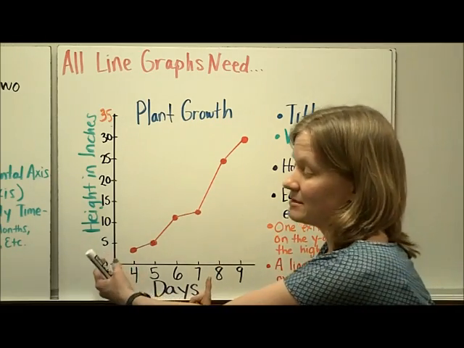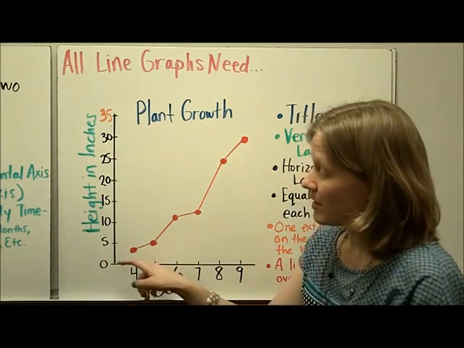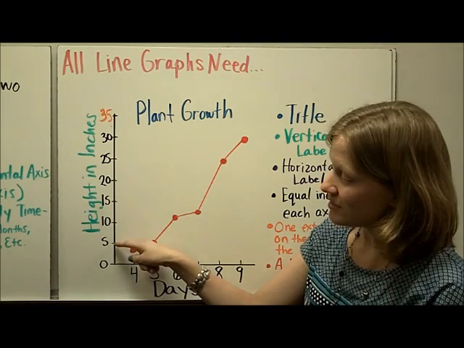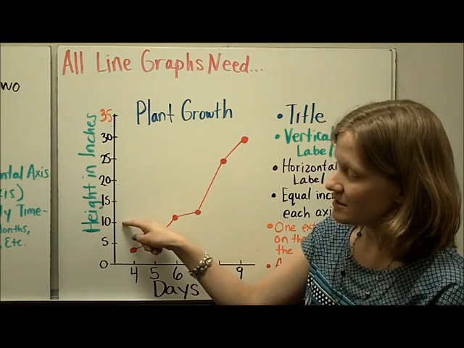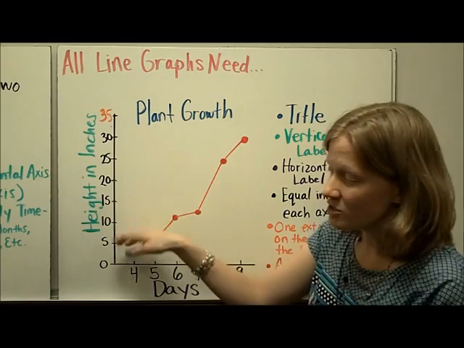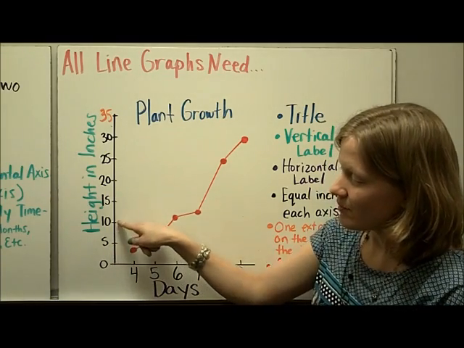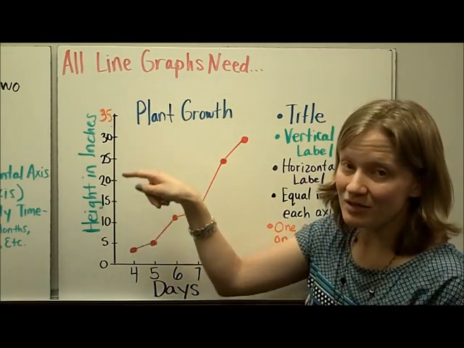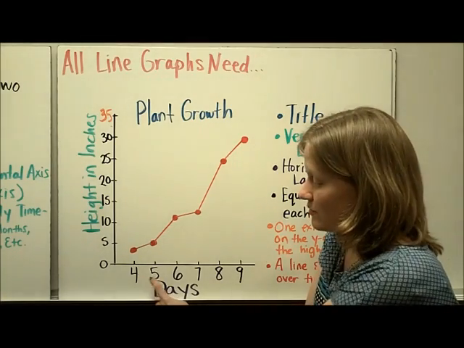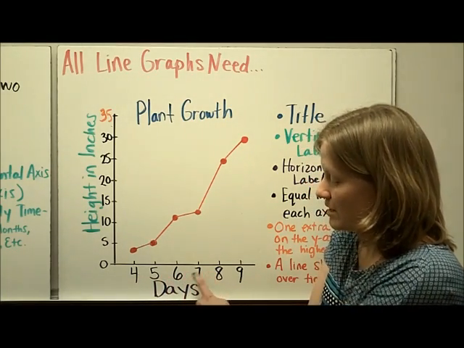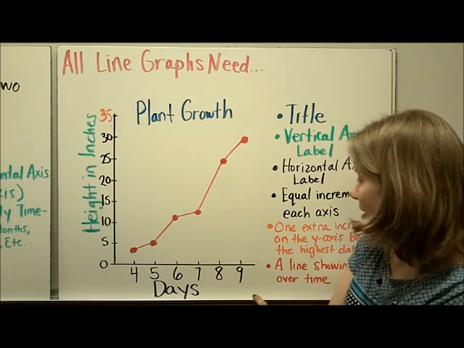The axes don't have to match each other, but we don't want to jump 5 and then jump 20 inches and then jump 5 inches and then jump 1 inch. We want to be sure that here we've been counting by equal jumps of 5 inches, and down here we're jumping by equal increments, or just 1 day.